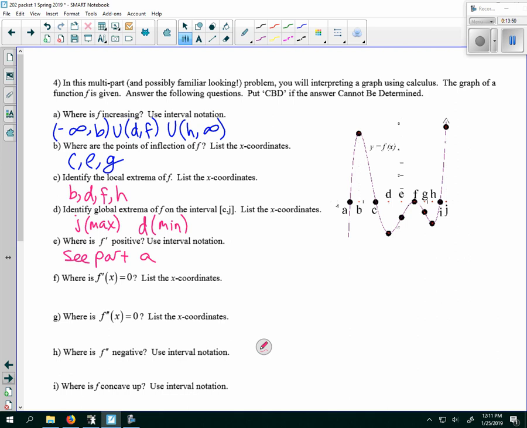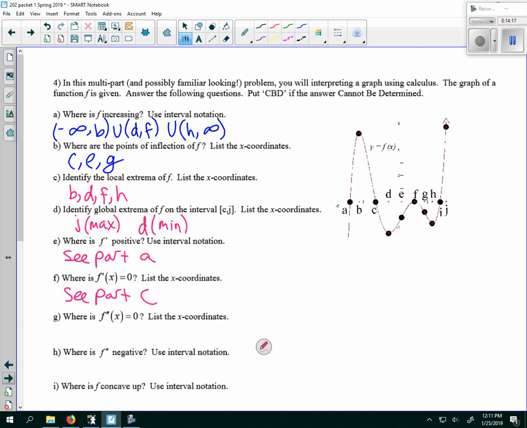Where is f prime equal to 0? That happens at the extrema. So the local extrema of f was part C, so I can say C part C, because at local extrema, maxes and mins, you have a horizontal tangent line. That means the derivative is 0, because a horizontal tangent line has a slope of 0.